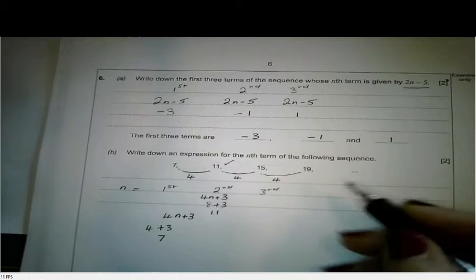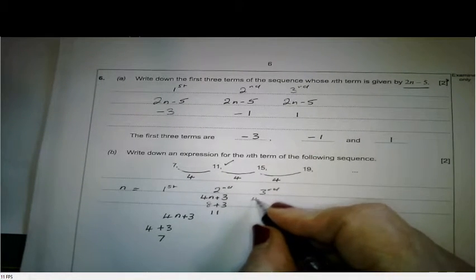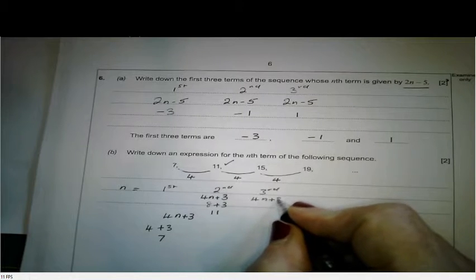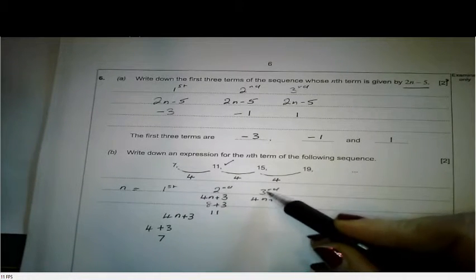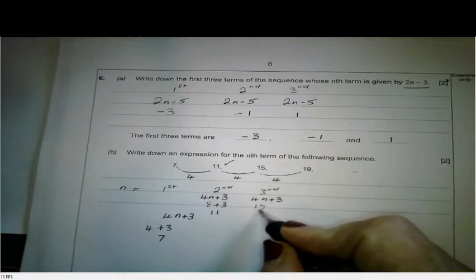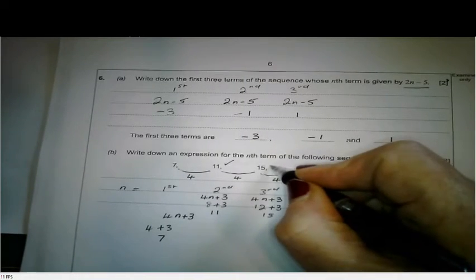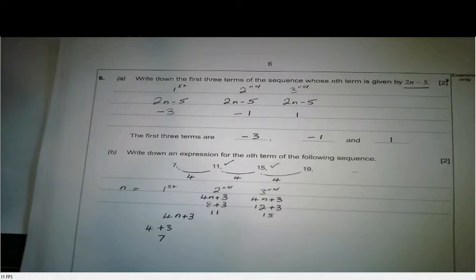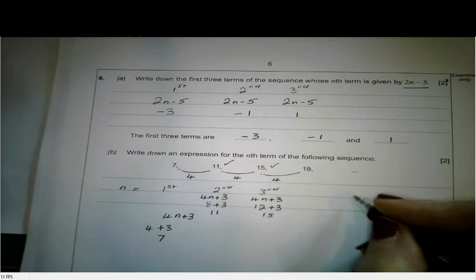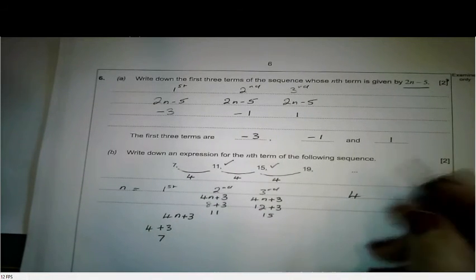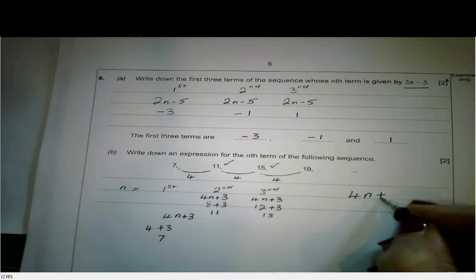And just to check a final time, I'll do it for the third term. 4n plus 3. n is 3, so 4 3's are 12, add 3, and that gives us 15, which matches with the third term. So the expression for the nth term in this sequence is 4n plus 3.